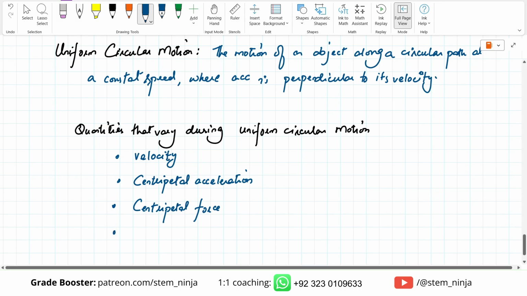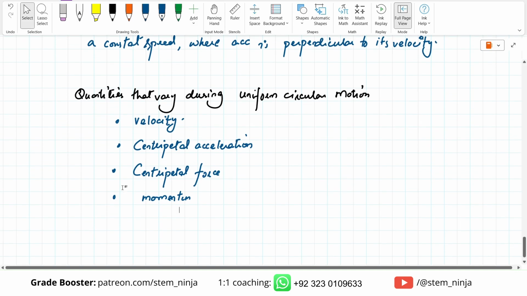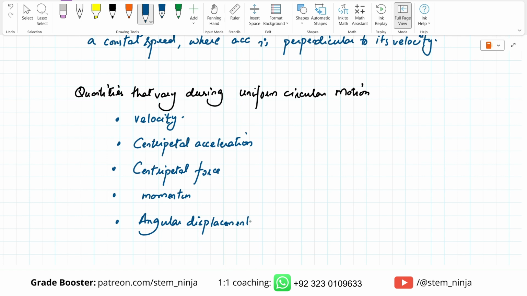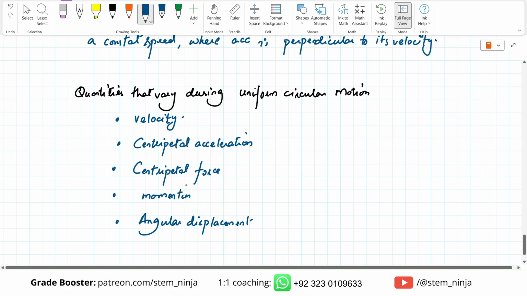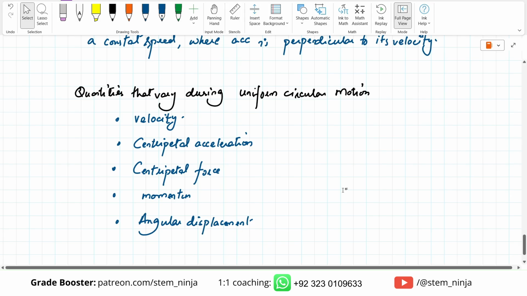Similarly, if the velocity is changing, the linear momentum is changing. And last but not the least, which is a forgettable quantity, angular displacement. So angular displacement is changing constantly over time, but that is still changing. So these are the quantities that are varying during the uniform circular motion.